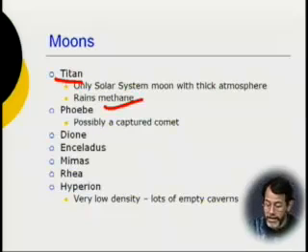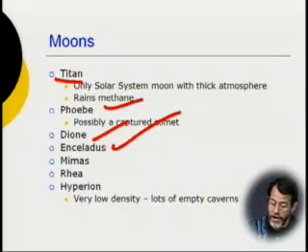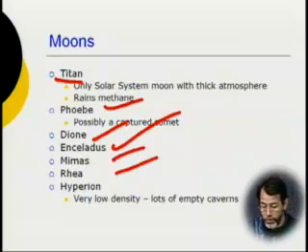Other moons are Phoebe, which might be a captured comet, Dione, Enceladus, which I'll talk about, which surprisingly seems to be spewing ice or water particles into the solar system, creating a thin ring, possibly indicating that there is a subsurface ocean. Mimas and Rhea, some of which have old surfaces, and Hyperion, which is a very low density moon and has lots of empty caverns.